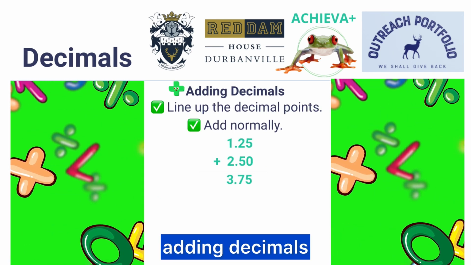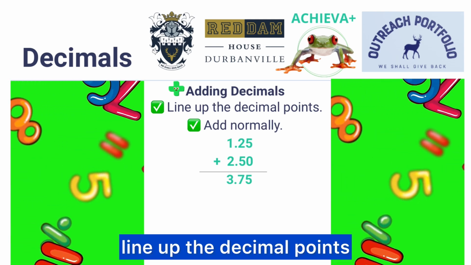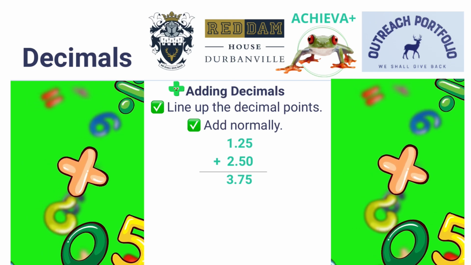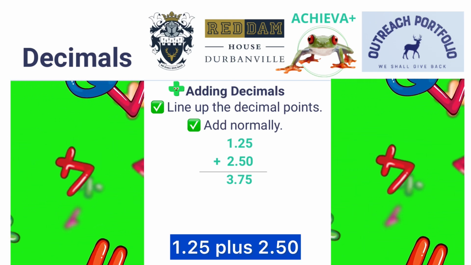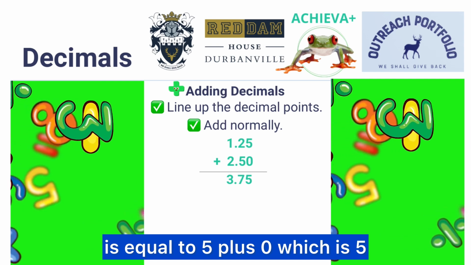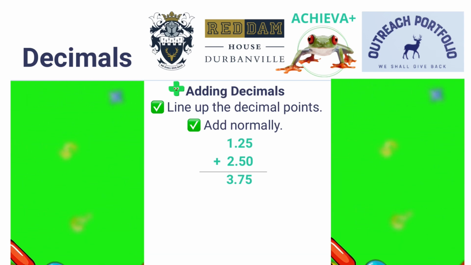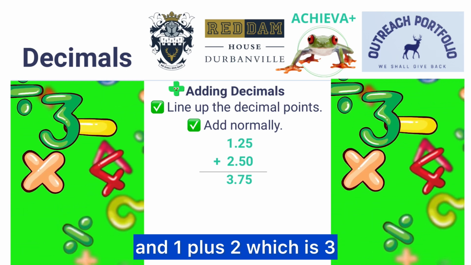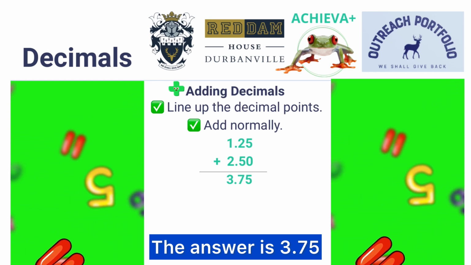Adding decimals. In order to add decimals, line up the decimal points and then add normally. 1.25 plus 2.50 is equal to 5 plus 0, which is 5, 2 plus 5, which is 7, and 1 plus 2, which is 3. The answer is 3.75.